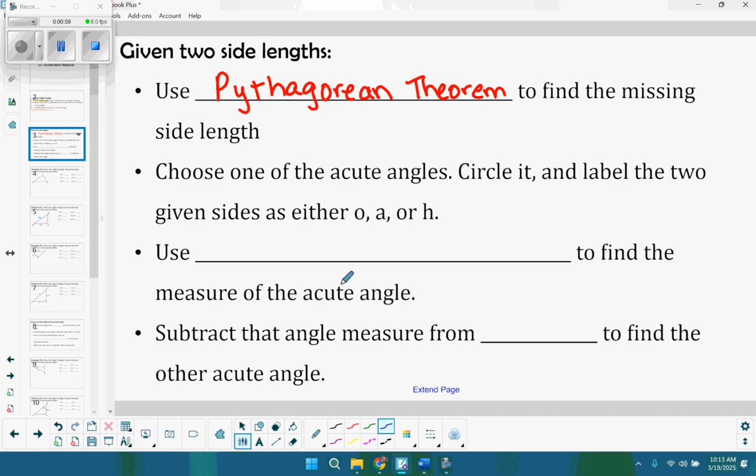We can then use inverse trig to find the measure of the acute angle. That's going to be sine to the -1, cosine to the -1, or tangent to the -1. And then we can subtract that angle measure we just got from 90 to find the other acute angle.